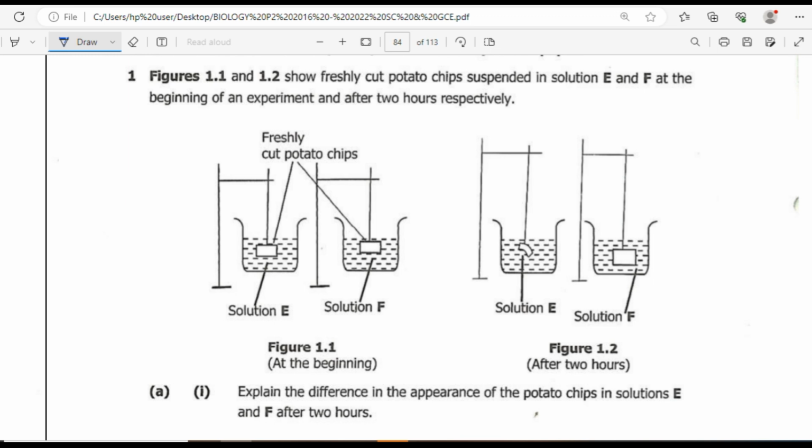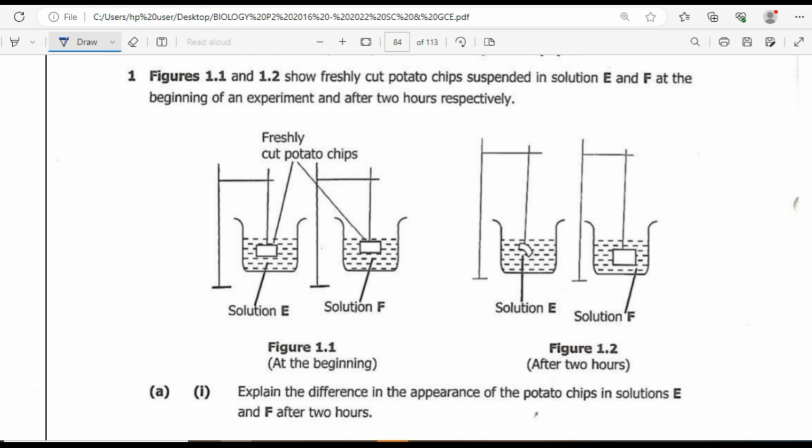Figure 1.1 and 1.2 show freshly cut potato chips suspended in solution E and F at the beginning of an experiment and after 2 hours respectively. So whenever you are dealing with solutions in relation with potato chips or maybe any other food stuff, it's indirectly asking us to use the information that we have about the movement of water from one region to another region. So to summarize, we are looking at the osmosis process.